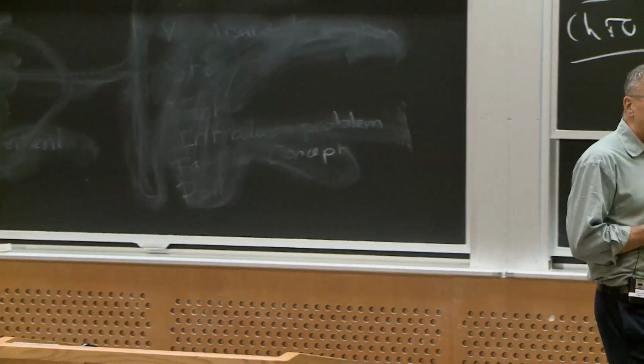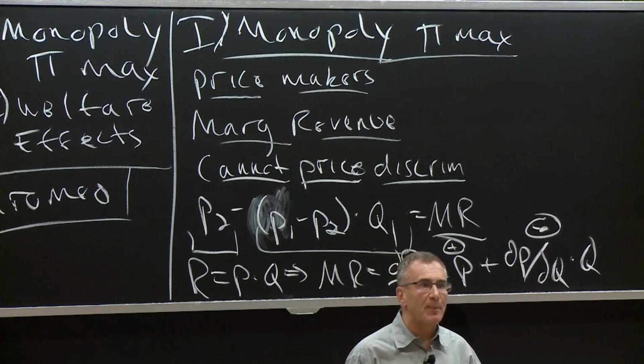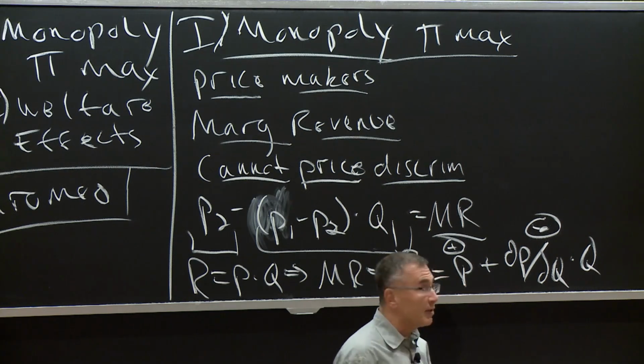Why didn't the competitive firm face this trade-off? Why was this trade-off not an issue for the competitive firm, mathematically? What's different for the competitive firm?